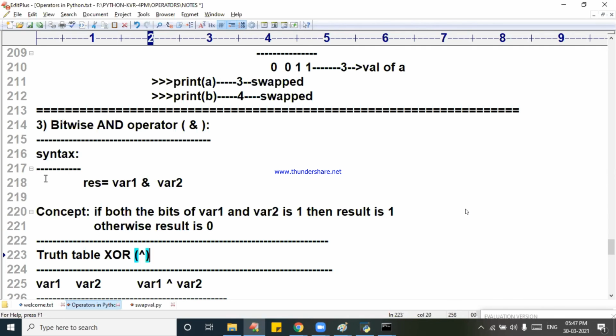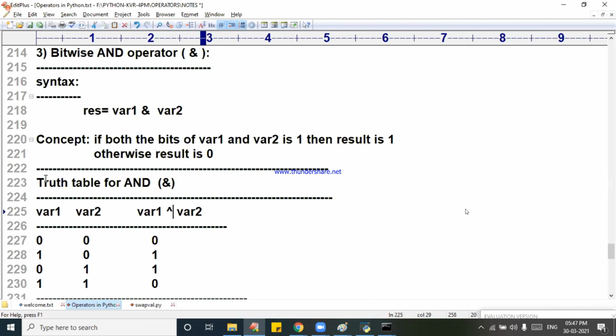Now I will take the truth table for AND. The operator is called the symbol. Come on here, Variable 1. You need to write this symbol. Start with 0, 0. All of you, 0, 0. Everybody, I want to see everybody. Both the bits of VAR1 and VAR2 must be 1, then the result is 1. So 0, 0 is what? 0, 0 is 0.